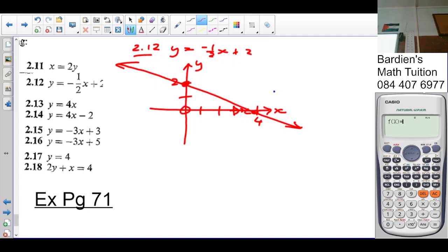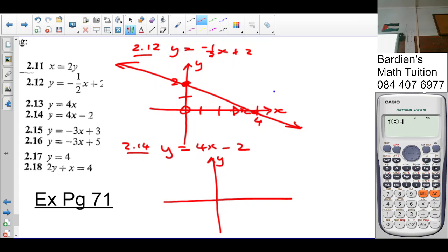2.12, 2.14, y equals 4x minus 2. So what's your y-intercept? Negative 2. And your x-intercept, sorry? A half. This is 1, 2, then half will lie here, not so? It goes through like that.